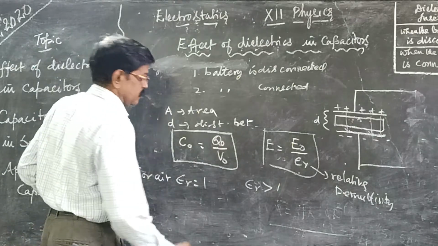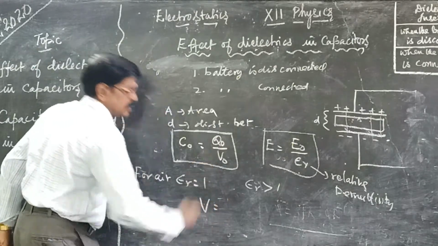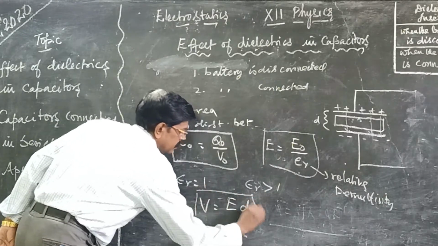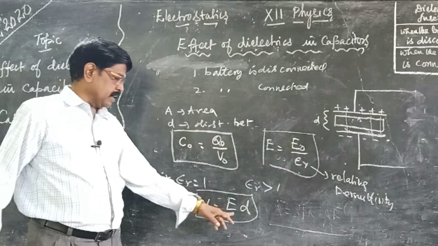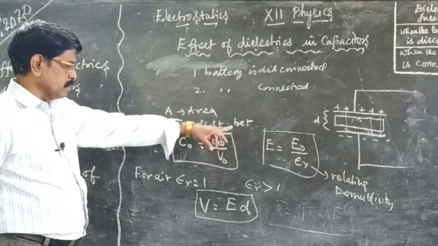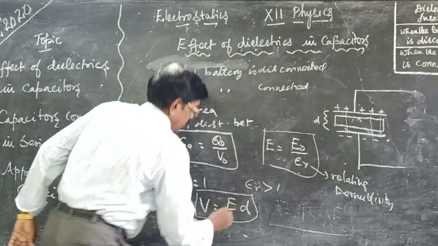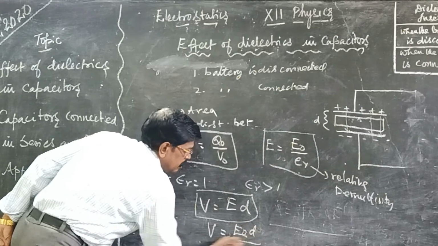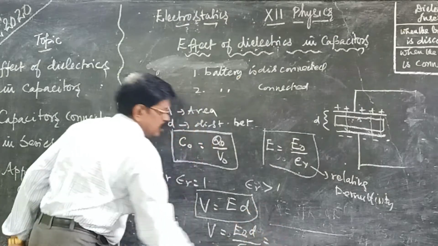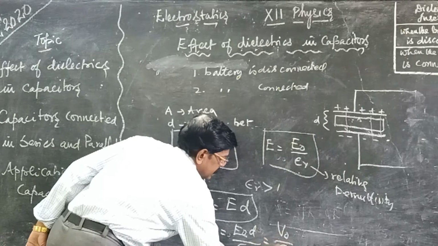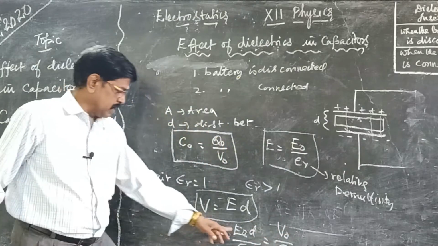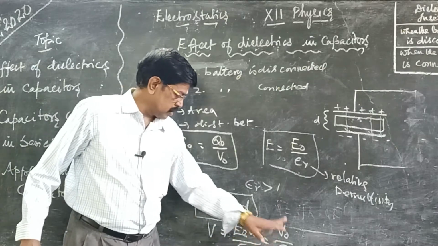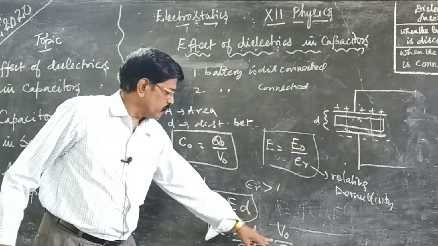What is the formula for potential? The potential formula is V equal to E times D. Potential equals electric field into distance. You substitute this formula here. So V equal to E naught D by epsilon r, that is equal to V naught by epsilon r. E naught times distance is nothing but V naught. So V equals V naught by epsilon r.